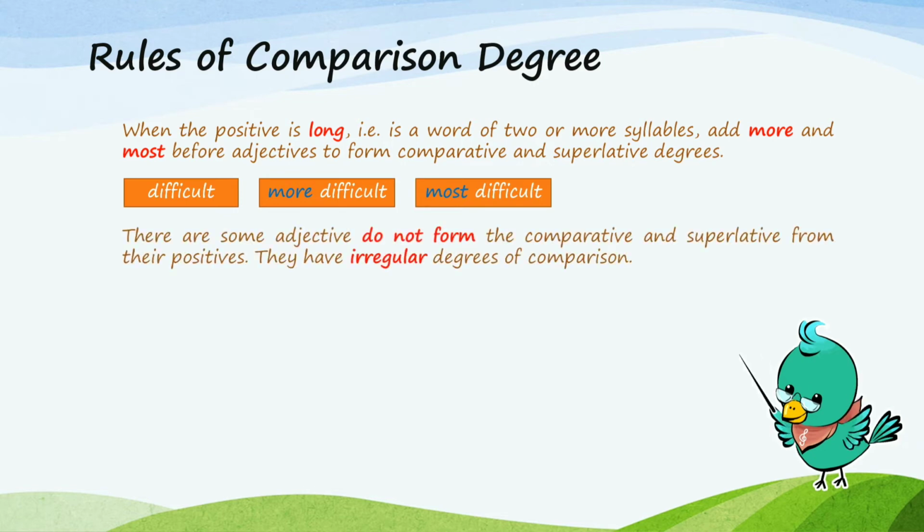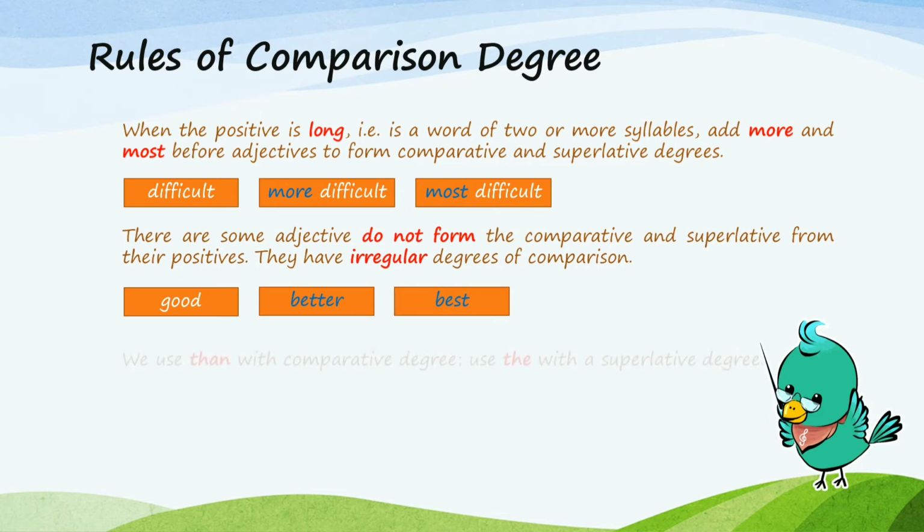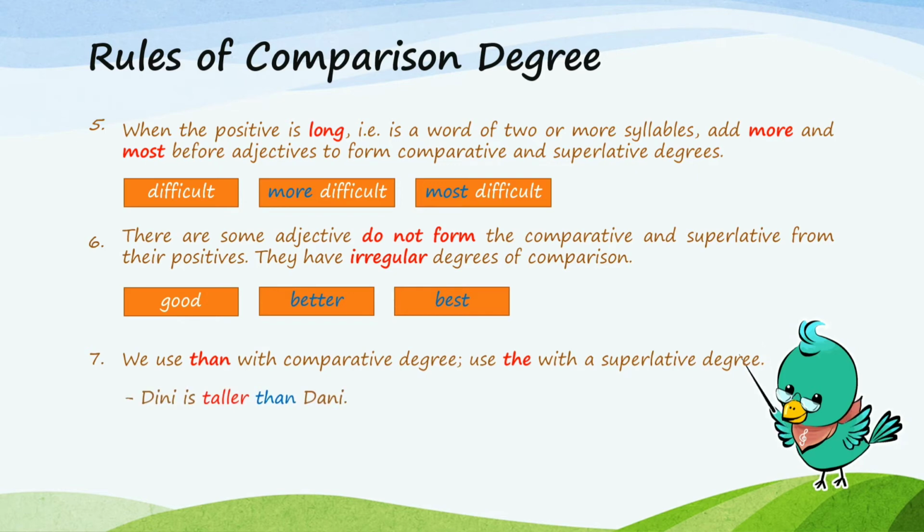There are some adjectives do not form the comparative and superlative from their positive. They have irregular degrees of comparison. For example, good, better, best. We use than with a comparative degree and use the with a superlative degree. For example, Dini is taller than Dani. Putri is the tallest girl in her class.